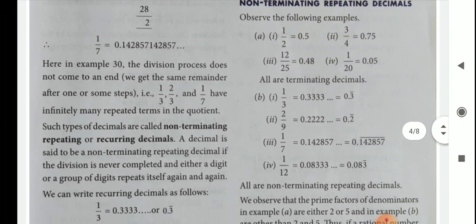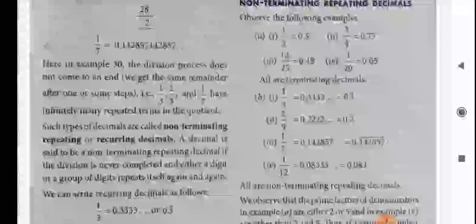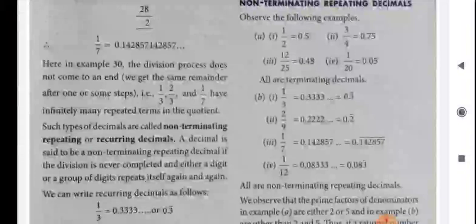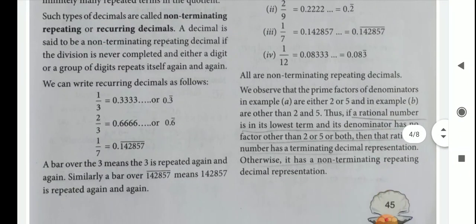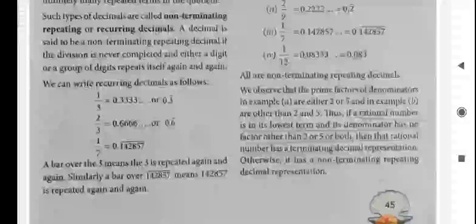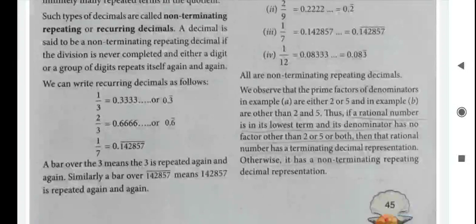But here you see, 1 by 3 equal to 0.333, means 0.3 bar, then 0.2 bar, 0.142857 bar, 0.083 bar. So all are non-terminating repeating decimals. So we observe that the prime factors of denominators in example A are either 2 or 5, and in example B are other than 2 and 5.